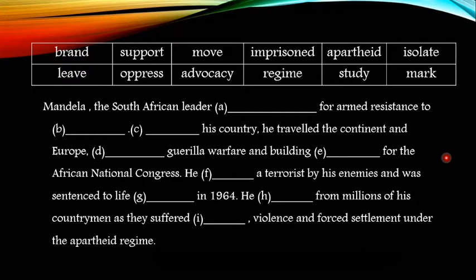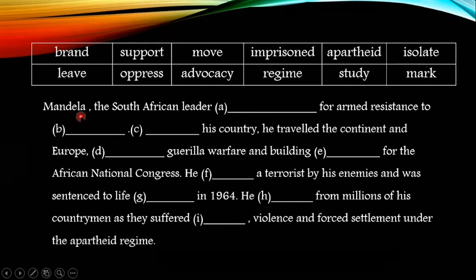So now it is your turn to solve this question by yourself. Though I'm here to help you, let's read the text or context first and then go through the options that we have in the box. The options are brand, leave, support, oppress, move, advocacy, imprisoned, regime, apartheid, study, isolate, mark. Isolation, apartheid, that means the passage is about the famous Nelson Mandela.